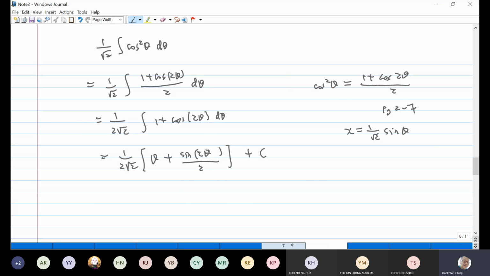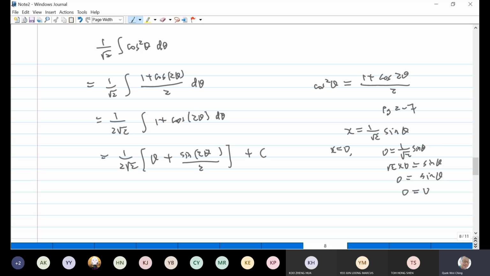What is the lower limit in this case? Lower limit is 0. So when x equals 0, what is the theta now? Okay, your 0 equals 1 over square root 2 sine theta. So that means square root 2 times 0 equals sine theta. So 0 times 0 equals 0, right? Sine theta equals 0. So what is theta now? Theta equals 0. Straight away.